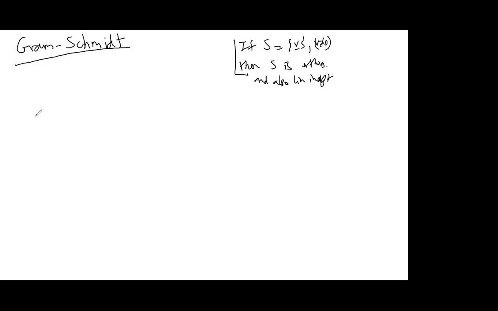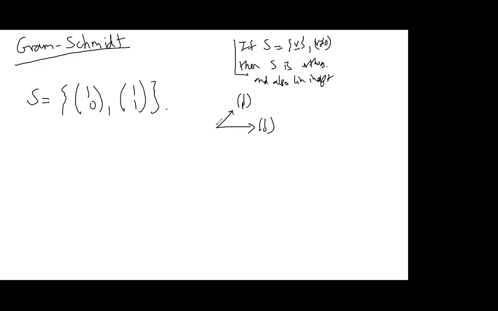Okay, so let's do a small example. Let's say S is 2 vectors in R2 that are not orthogonal. So let's do (1, 0) and (1, 1). So these are 2 vectors that are not orthogonal, right? We have (1, 1) and (1, 0), and this is in R2, so they're not orthogonal.